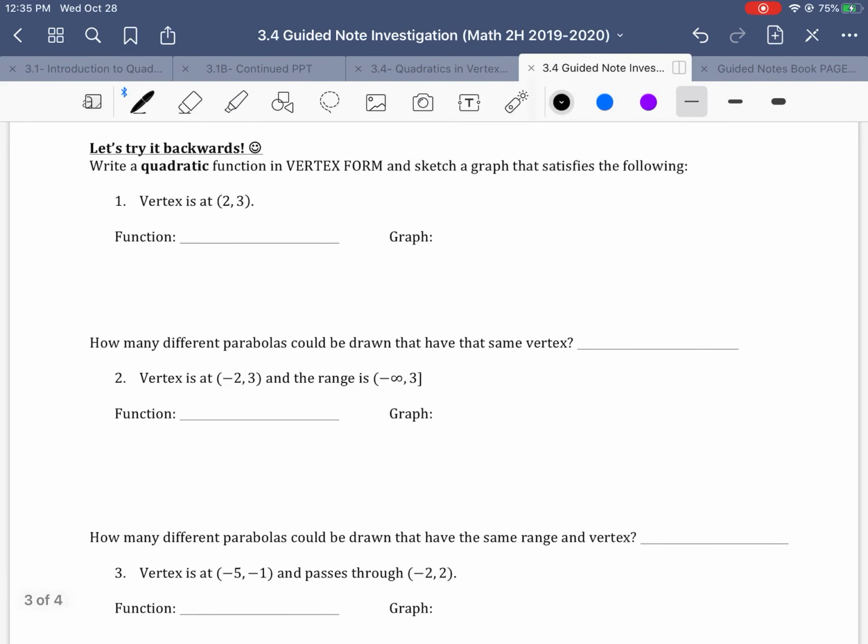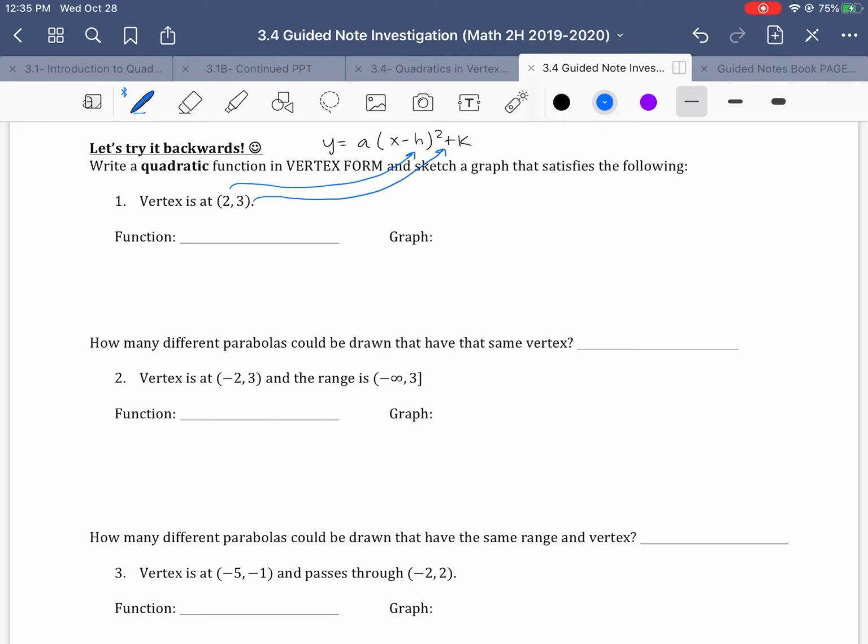On the next part, you're writing quadratic functions. So we just are trying to see if we can go backwards. So write a quadratic function in vertex form. Again, it's going to look something like this, and graph that. Just sketch a graph that satisfies the following. So first of all, vertex is at (2, 3). So remember, vertex just goes right into our function right here and right here.